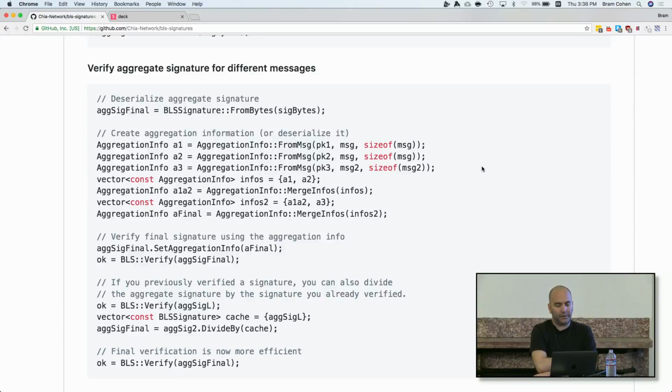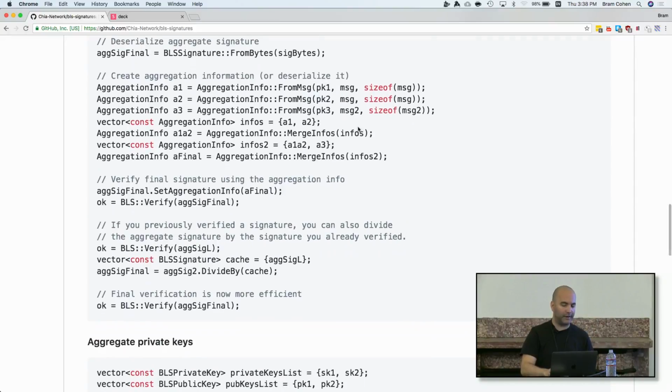So in this case, you had 3 things, and somebody aggregated the first 2, and then somebody else aggregated the aggregation of those 2 with a 3rd thing. And this is an example of then verifying that combined aggregated signature.